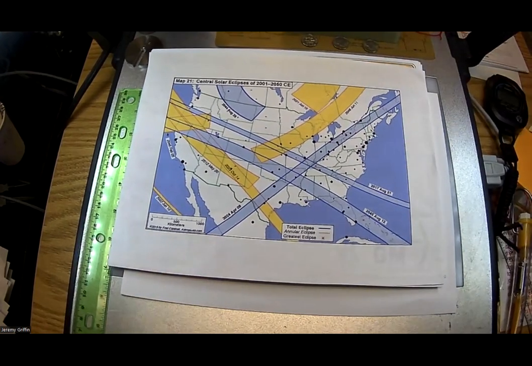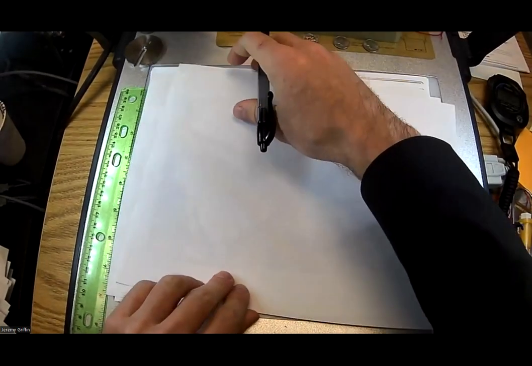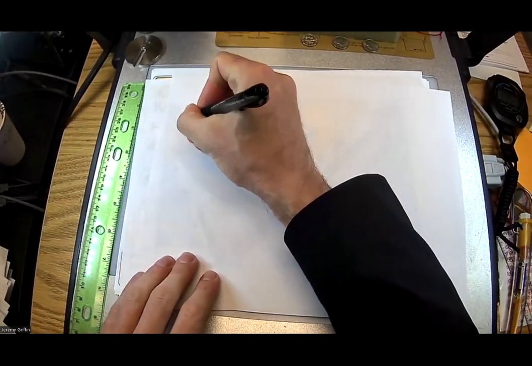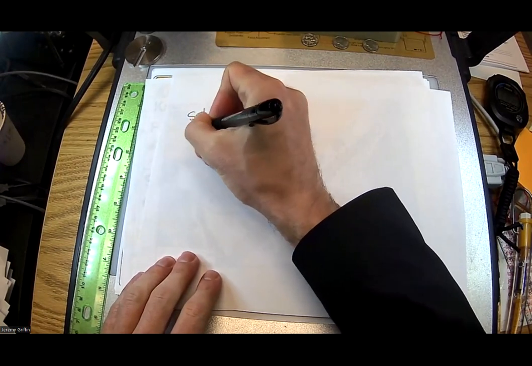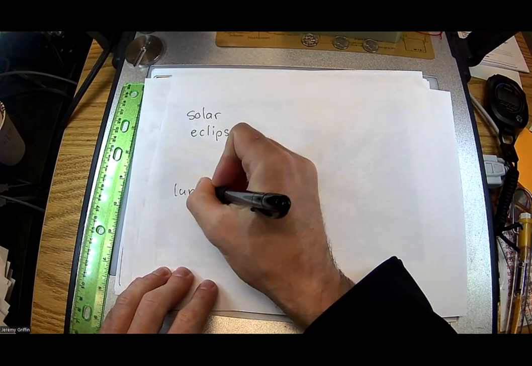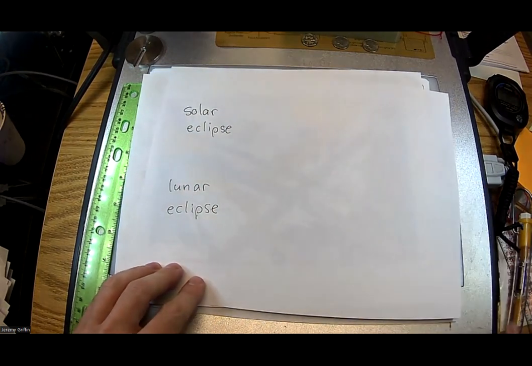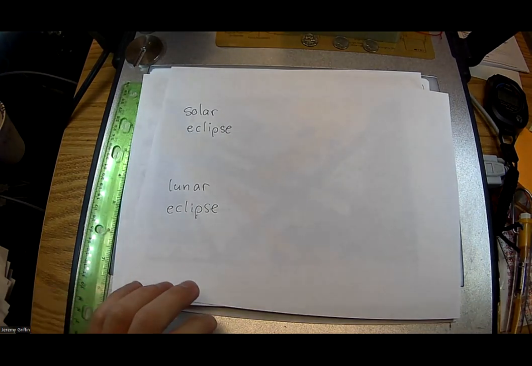Great. Let's talk about eclipses, because otherwise I don't know another good opportunity to talk about this. You guys probably know the difference between a solar eclipse versus a lunar eclipse. What's going on with the solar eclipse? What's the geometry?